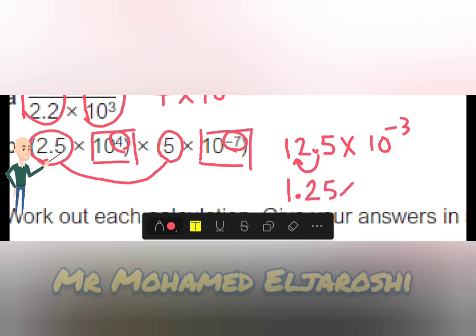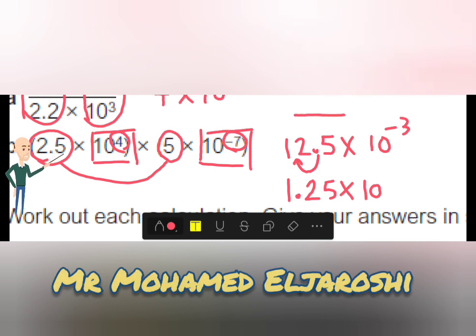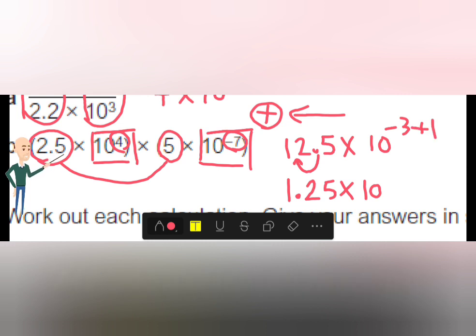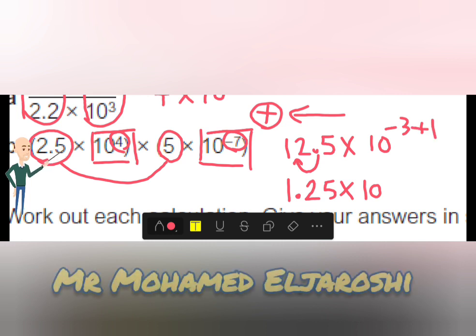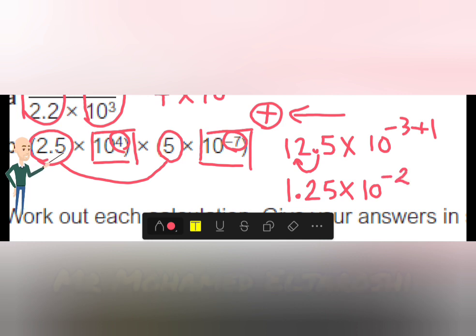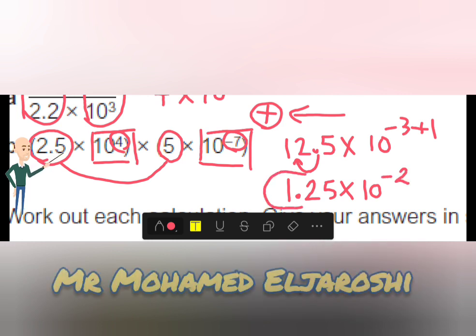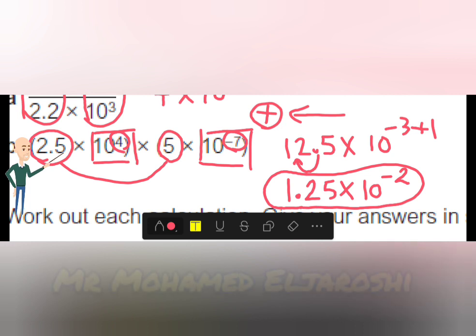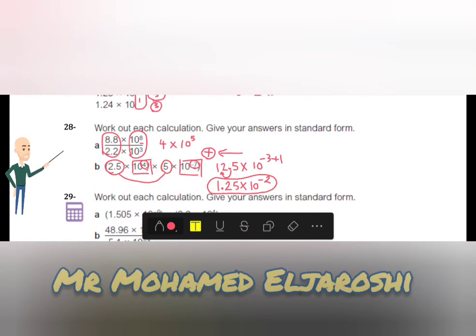1.25 times 10. Now, I want to know the power of the movement. The movement was to this side, which is the positive side. So I'm going to add. And how many times did I move? Very good. 1 time. So I'm going to add 1 here. So it's going to be -3 plus 1. And when you put it in the calculator, it's going to be -2. Now, I turned it into standard form. And this is how you answer a question like this.